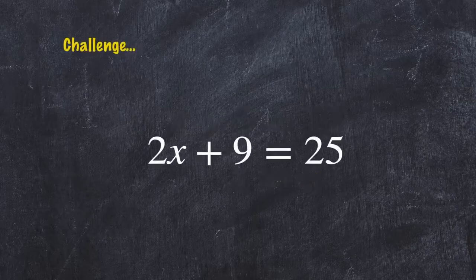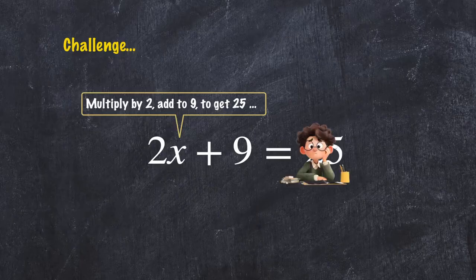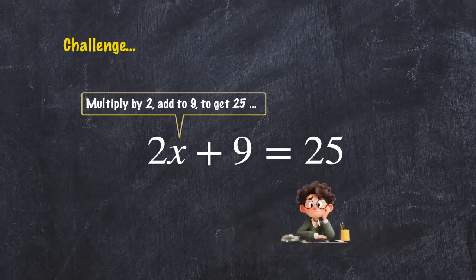But the challenge comes when I have 2x plus 9 is equal to 25, or as we try to increase the numbers and also introduce more constants and coefficients in front of the variables. In this case, the question that we ask ourselves changes to: what number can I multiply by 2 and add the result to 9 to get the right hand side of the equation, 25? And by thinking through this, it becomes a bit difficult to just guess as we did earlier.